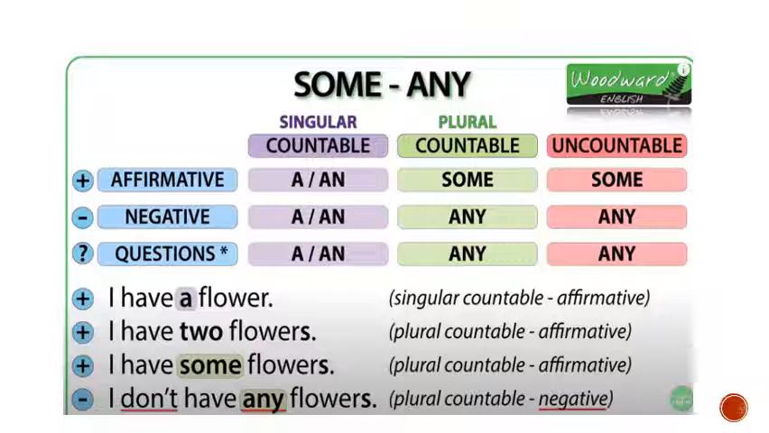There are some examples here. I have a flower. I have two flowers. I have some flowers. I don't have any flowers. What is the difference between the first and the second sentence?